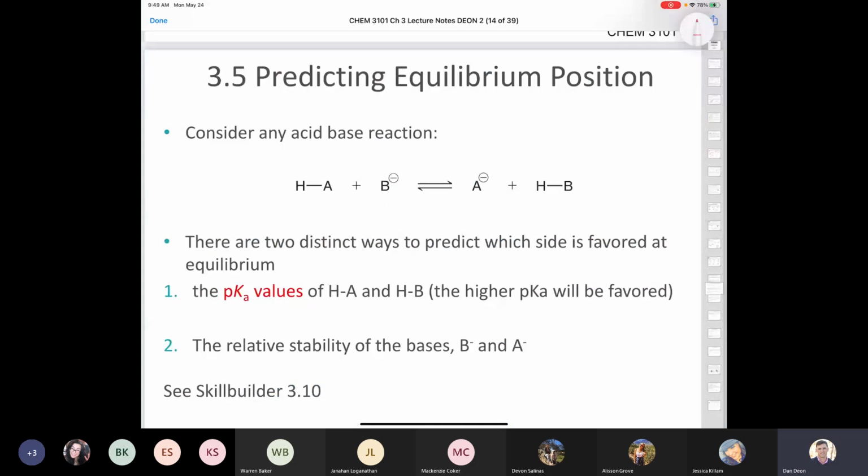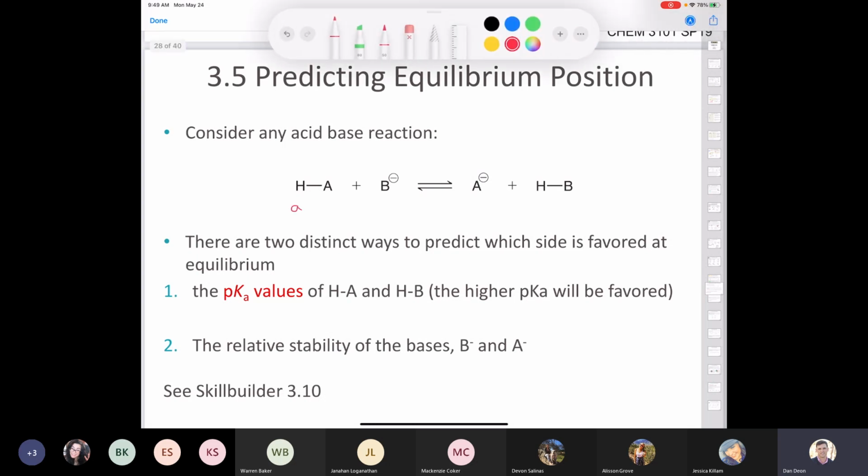All right, 3.5, predicting equilibrium positions. If we take any acid-base reaction, like this one here, what do we have? Well, we've got an acid, and then we have a base. We have our conjugate base, and we have our conjugate acid. The whole question that we want to answer is, with respect to this equilibrium, which side does it lie to? We've got two ways to predict this, don't we?